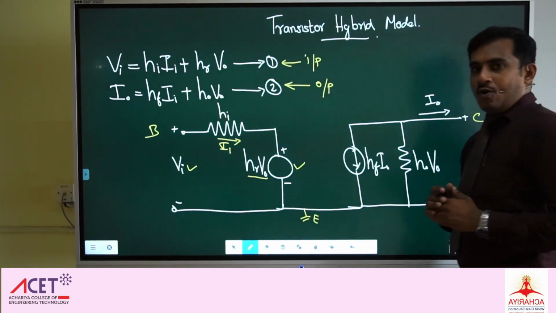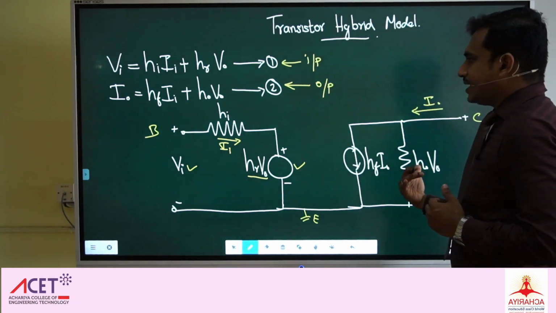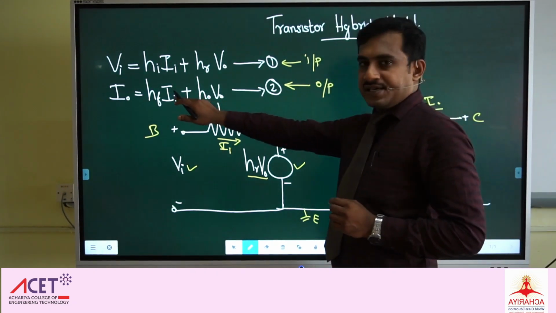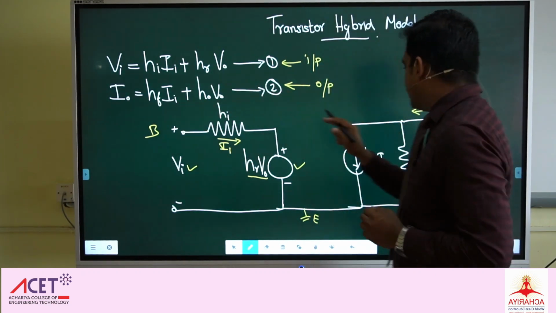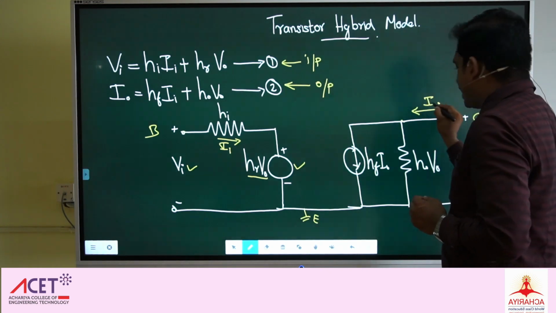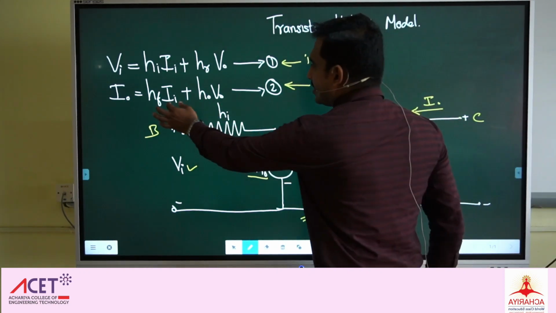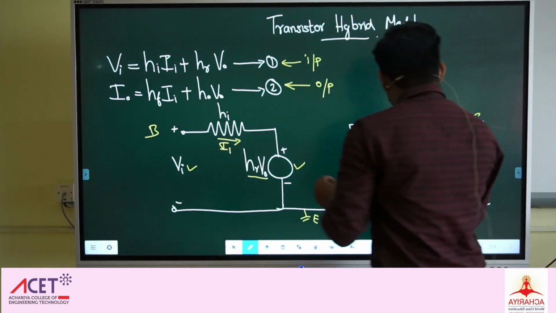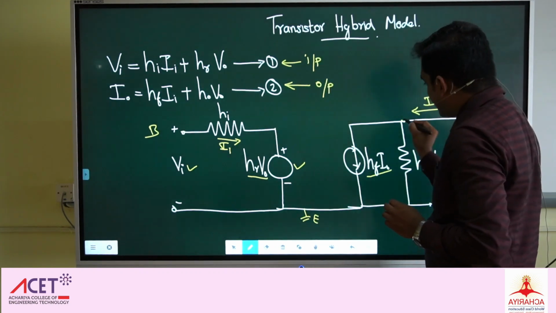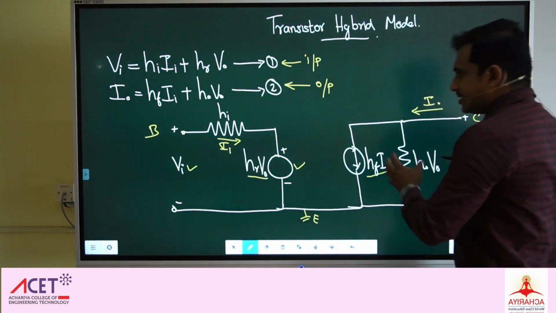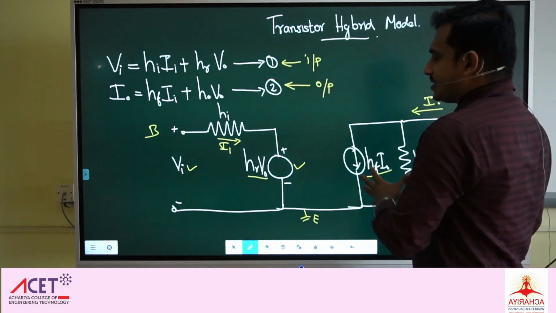Then let's see the output side. By using this equation, we can draw the output side equivalent circuit of a transistor. This equation seems like Kirchhoff's current law: the sum of incoming current is equal to the sum of outgoing current in a node. Consider this as a node. The incoming current is I naught. The two outgoing currents: Hf is the forward current gain, drawn as a current source here, Hf I naught, the outgoing current from this node, and H naught V naught, where H naught is the output admittance. This is the output side equivalent circuit.